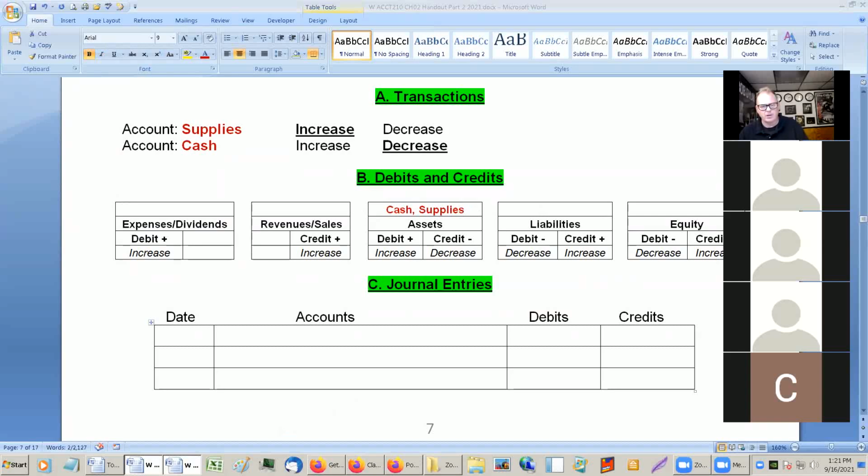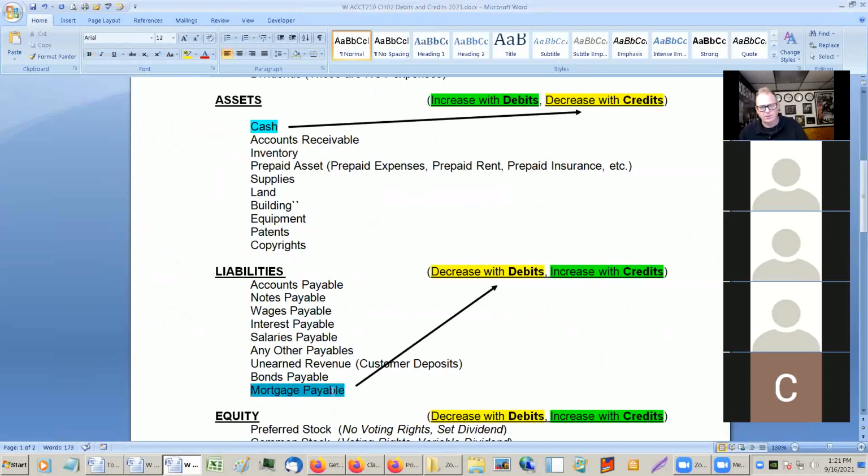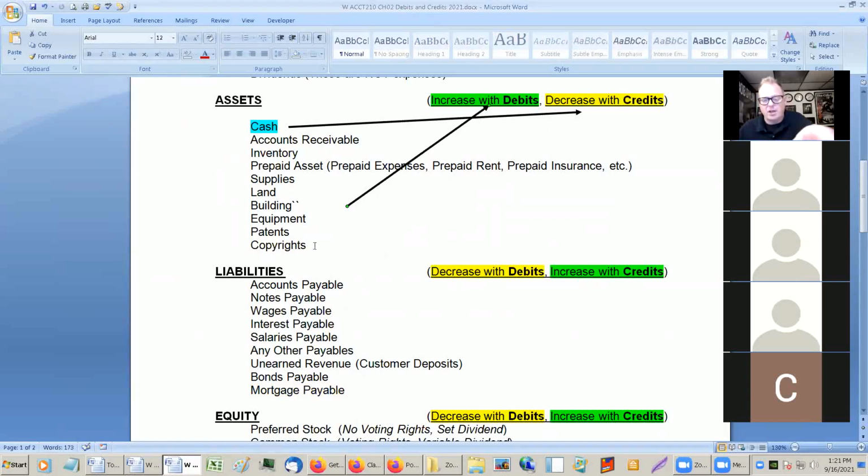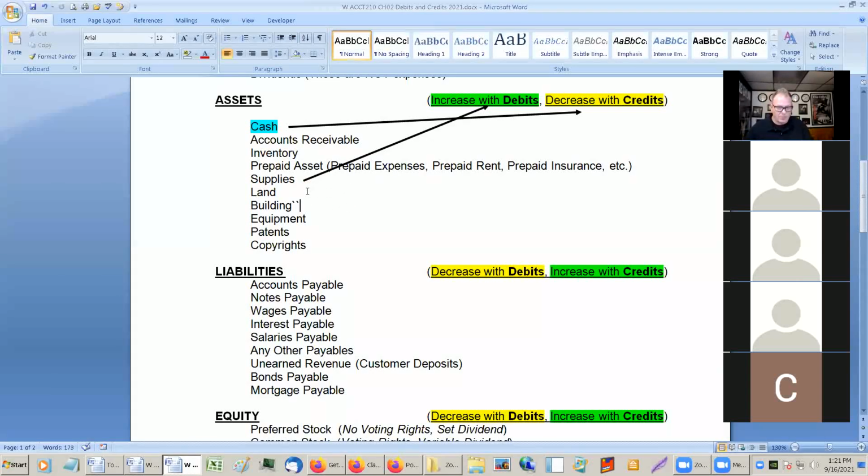And I'm going to jump around here a little bit. So coming down here, cash would go down. So we wrote a check, and we wrote it for supplies. So it kind of looks like this. Our cash is going down, our supplies are going up.